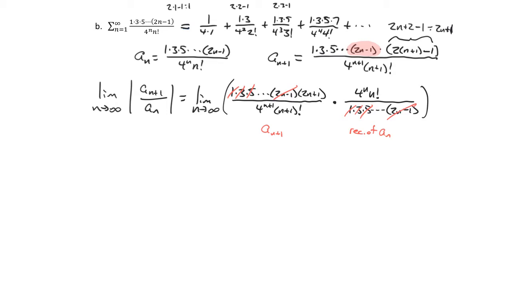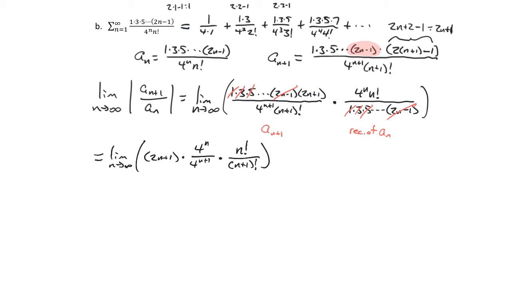Okay, so now let's continue here. We will rewrite. This is the limit as n goes to infinity. I'm going to bring things together that are alike. The 2n plus 1 is kind of all on its own at this point. The 4 to the n and the 4 to the n plus 1 will go together. And then the factorials are similar, right? N factorial, n plus 1 factorial.